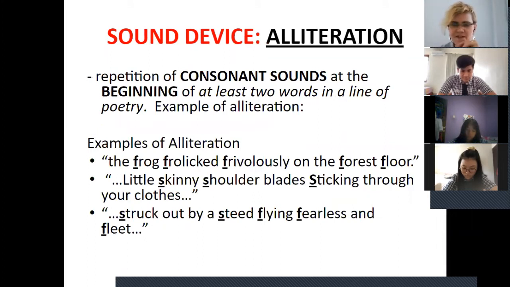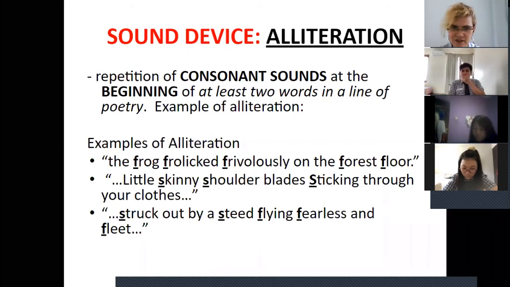Alliteration, that's the repetition of consonant sounds at the beginning of at least two words in a line of poetry. So we have one particular letter. The frog frolicked frivolously on a forest floor, or little skinny shoulder blades sticky through your clothes, or struck out by a steed flying fearless and fleet. It's all F, F, F, or S, S, S.